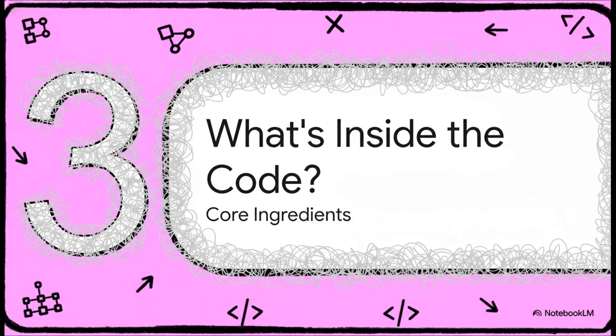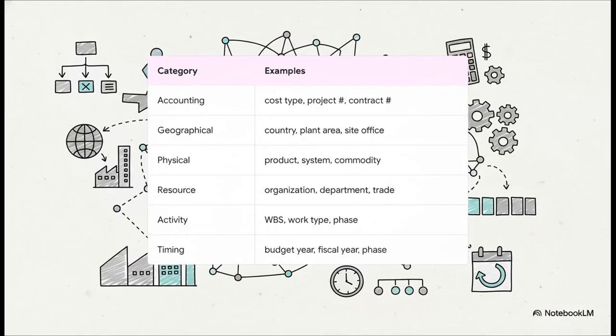Okay, so if it's a language, what is it talking about? That brings us to Section 3. What's actually inside the code? Let's break down the core ingredients of this project language. What's pretty amazing is just how much stuff a COA can track. And this goes way beyond just dollars and cents. It actually links accounting info, like cost types, to geographical info, like which site office we're talking about, to physical things, like a specific product, to resources, activities, and even timing. It's really the connective tissue that holds all the project data together, turning all these little isolated facts into one big coherent picture.